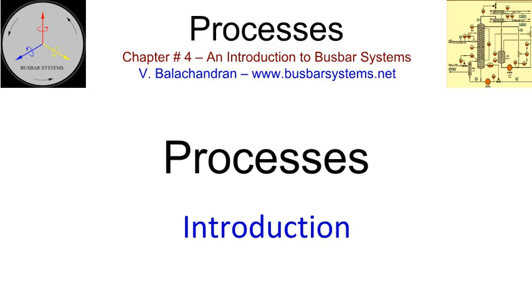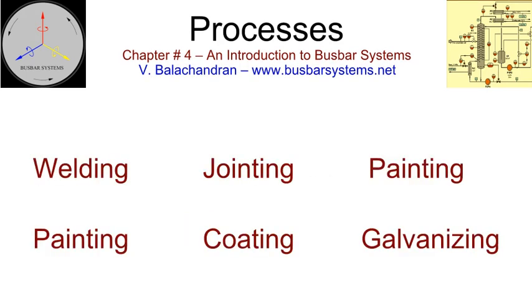Processes. Introduction. A busbar system comprises several sub-assemblies, and each of them undergoes manufacturing and assembly processes. Six of the important, among many, are detailed herein. These are welding, jointing, plating, painting, coating, and galvanizing. The processes are carried out on the surfaces of conductors, enclosures, and support structures.